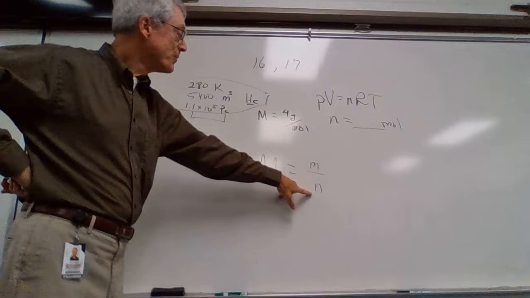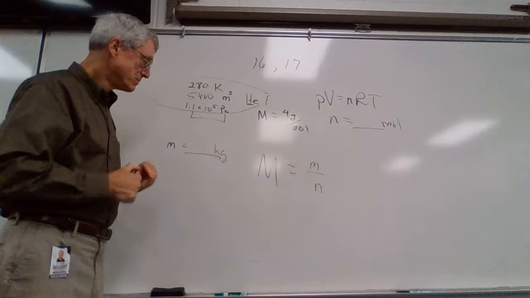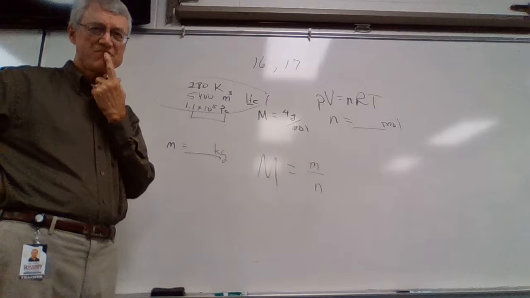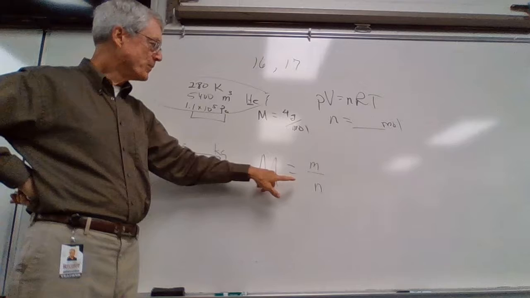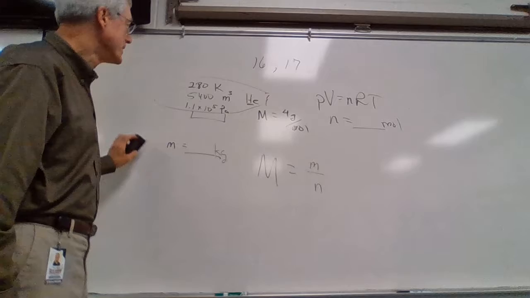So all you'd have to do then is take your answer and convert it to kilograms, because that's what they asked for. So take that and divide by 1,000. Does that give you the right answer? Get n that way, and then multiply n times 4. That will give you the mass in grams, divide by 1,000 to get kilograms. Okay, that's number 16. Does that come out to be something close to 1,000?